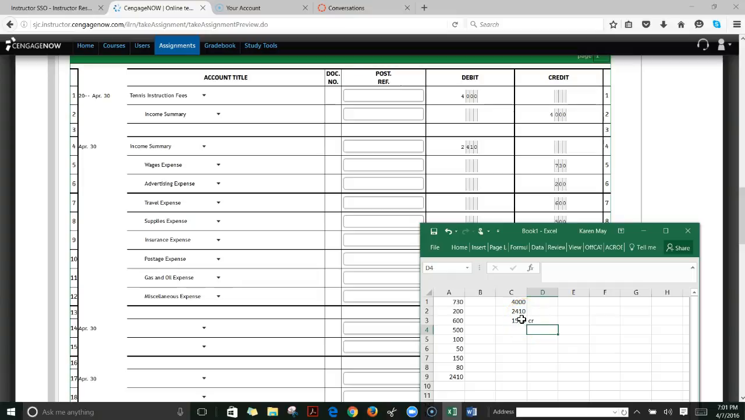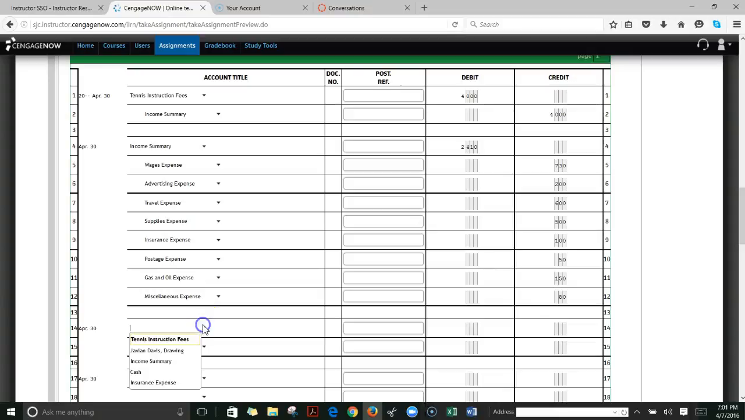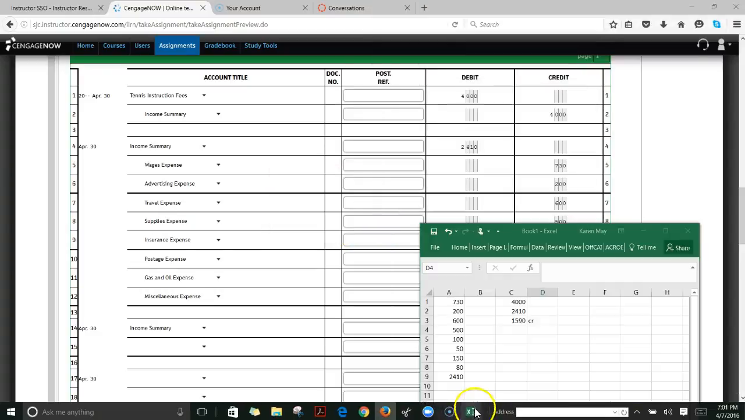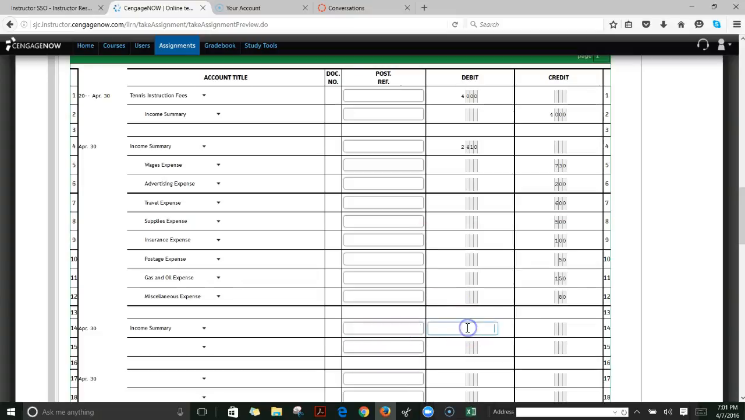So to close it, I need to debit that account. So I go to income summary, and I would debit that account for 1590, and credit capital to add it to my capital.